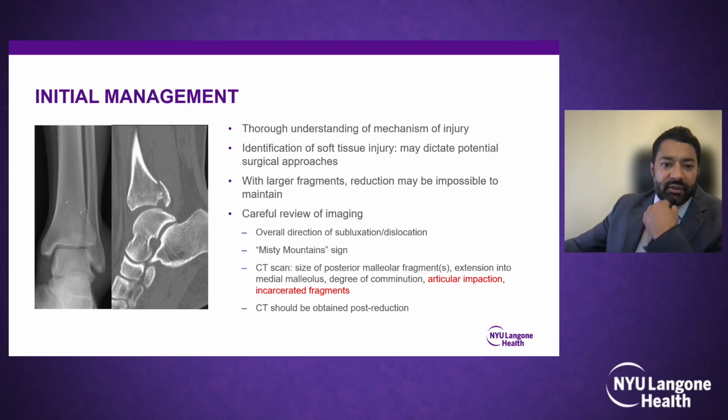Any ankle fracture that is suspicious for a posterior injury should get a CT scan, and there you want to be looking at the size of the fragment, any extension into the medial malleolus or the incisura, the level of comminution, and then very importantly, any articular impaction or osteochondral fragments that are incarcerated in the fracture. And the CT should always be obtained post-reduction.